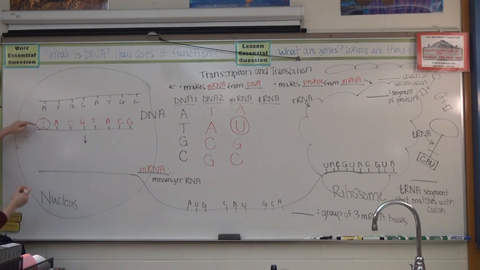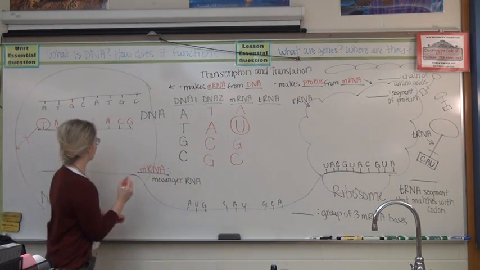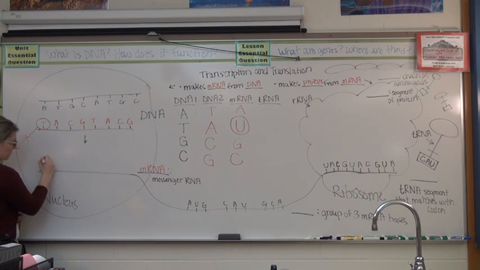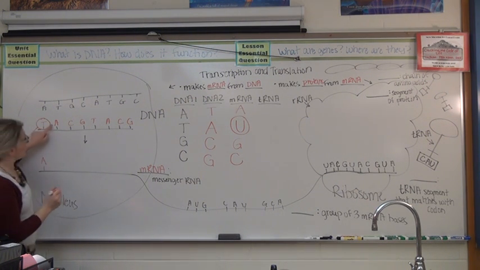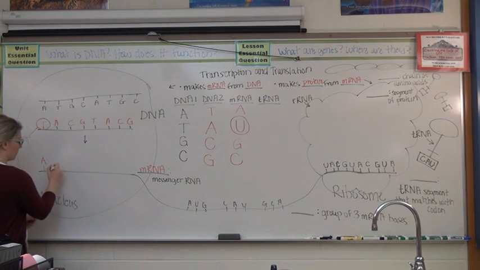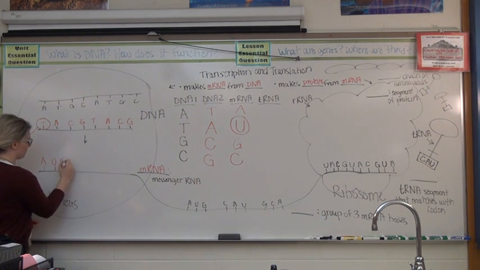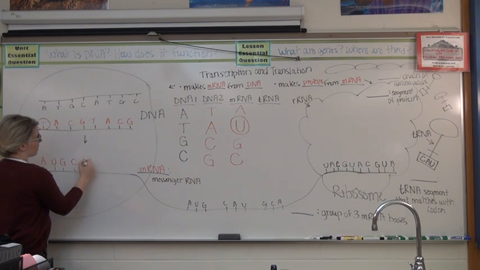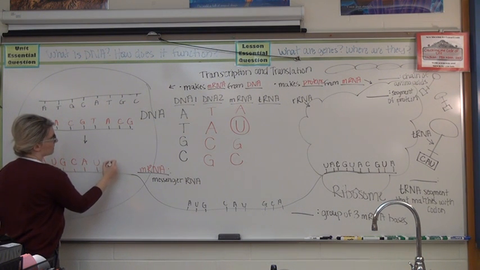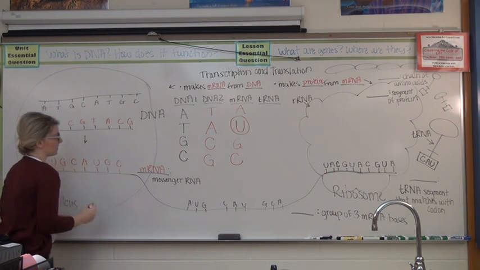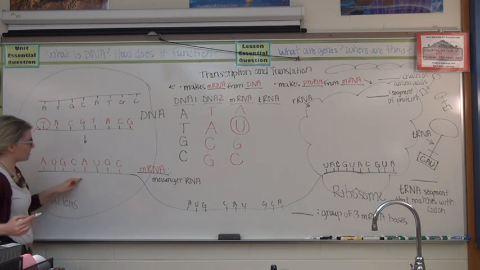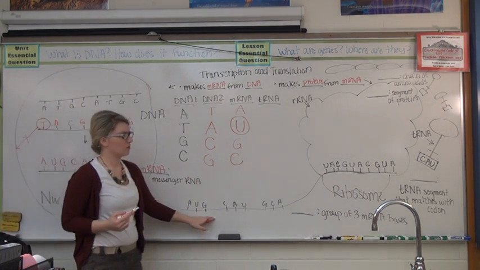Let's practice this. Up here in my strand of DNA, I have T, thymine. I know that T matches up with A. So my mRNA strand is going to have an A here. My A will match up with U. So next here will be U. My C matches up with G. My G will match up with C. T's match up with A. A's match up with U's. C's match up with G's. And G's match up with C's. Good. So now I have my strand of mRNA that can leave the nucleus.